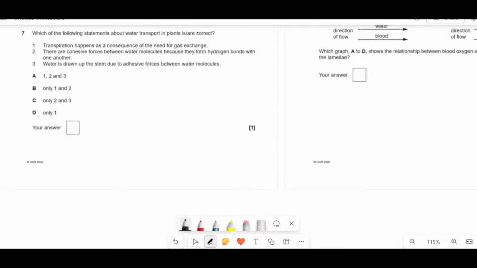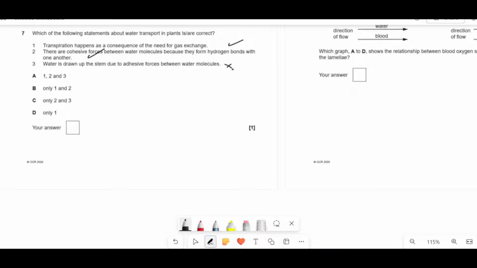So now it says, which of the following statements about water transport in the plants are correct? So transpiration happens as a consequence of the need of gas exchange. That is indeed correct. It's where you lose water because the stomata are open. There are cohesive forces between the water molecules because they form hydrogen bonds with each other. That is indeed correct.